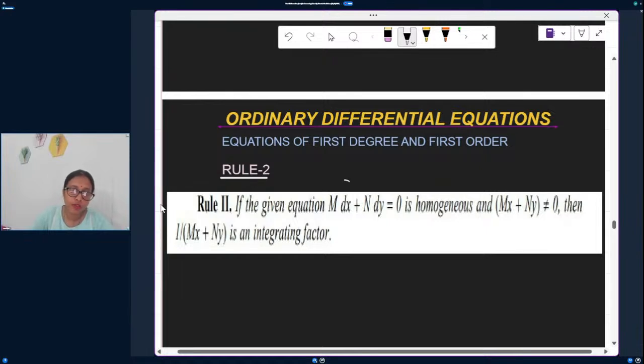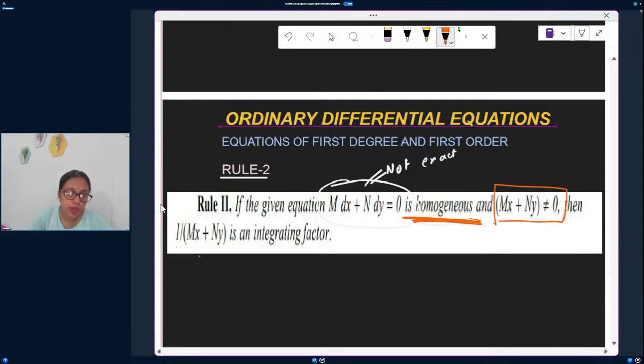Rule 2 says that if you have such an equation, which is first of all not exact, only then are we trying to find an integrating factor. So it is not exact, but it is homogeneous, and Mx plus Ny should not be equal to 0. Then 1 by Mx plus Ny is an integrating factor. This gives you directly the formula by which you can find the integrating factor. Let's see a question.